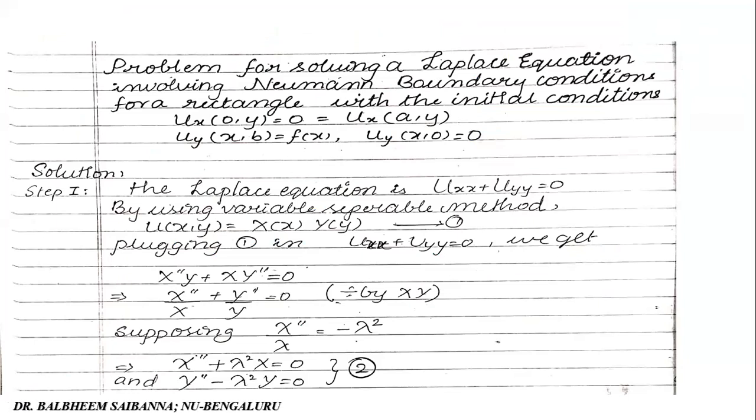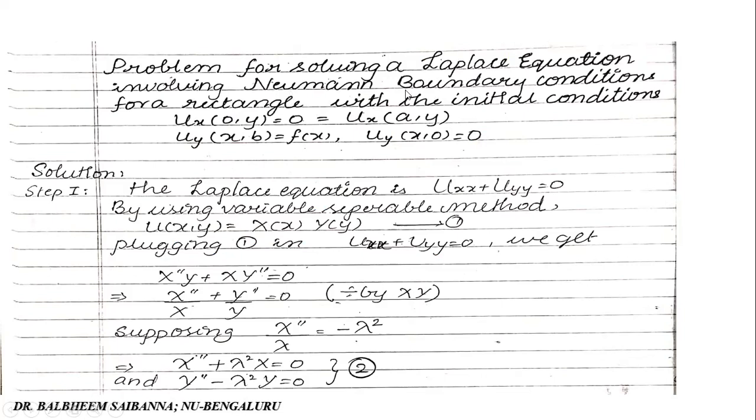Today we are going to study one more example on elliptic equations. Previously we studied the Laplace equation. It is the same, but here we are using the derivatives of the conditions. The problem is solving a Laplace equation involving Neumann boundary conditions. Here we have studied three conditions: Neumann, Dirichlet, and one more condition.